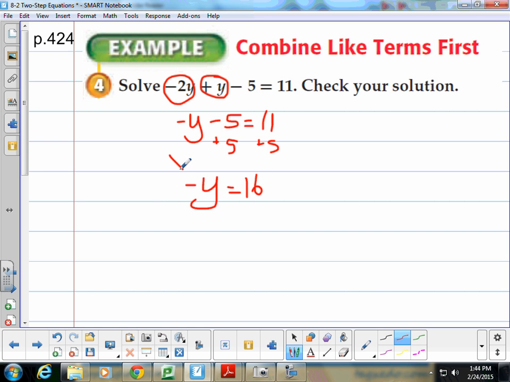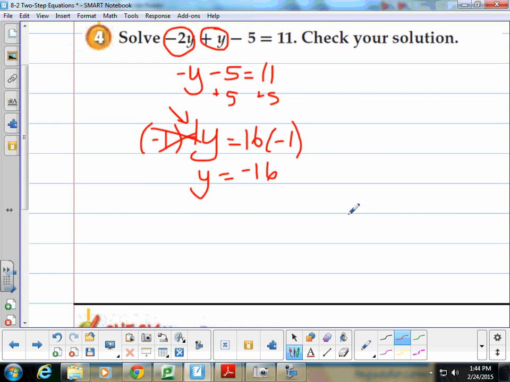I don't want a negative y though. So this is really like a negative 1y. To undo a negative 1, you either multiply or divide by a negative 1, because a negative times a negative is a positive. Same thing on the other side. So you end up with y equals negative 16. And you can plug it into the original to double check as well. So make sure you're doing those things.